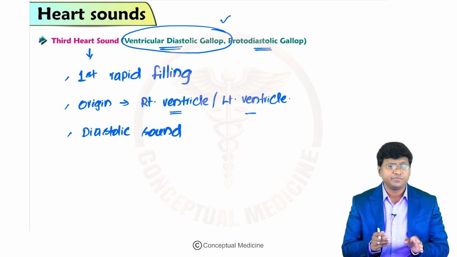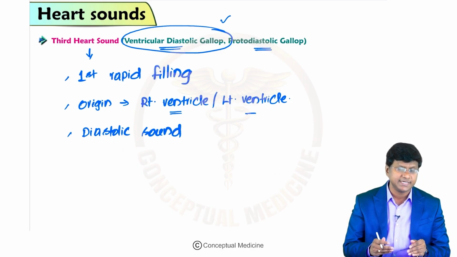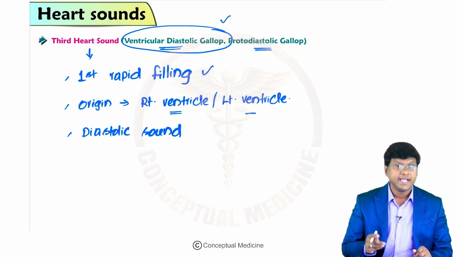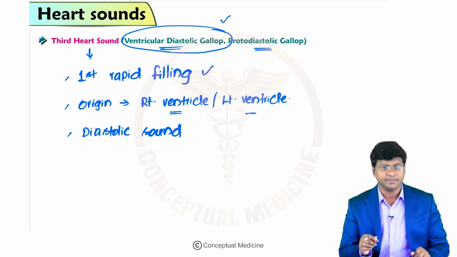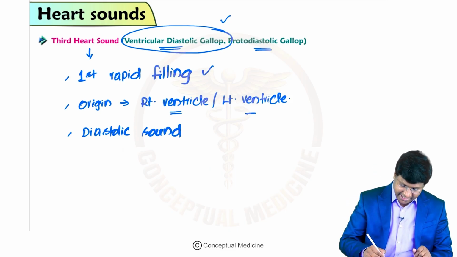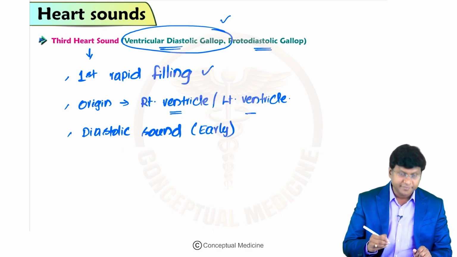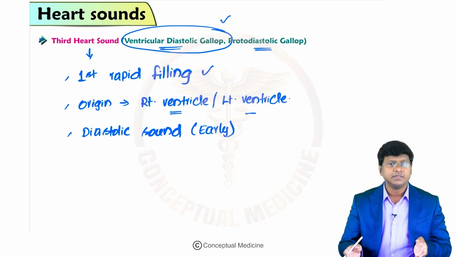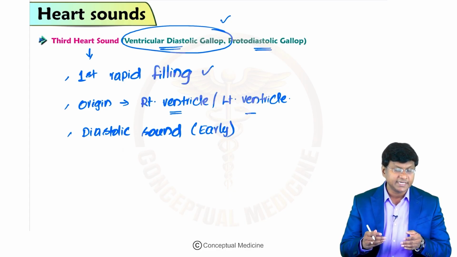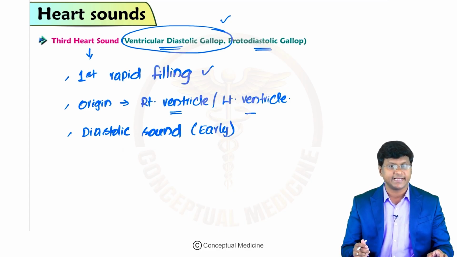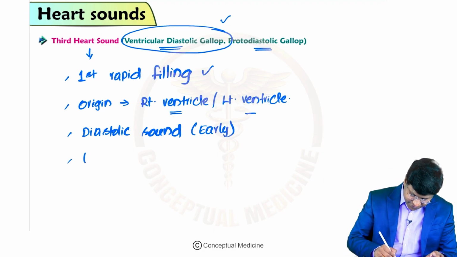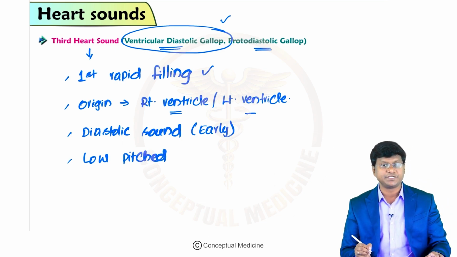Okay, and which phase of the cardiac cycle do you listen to it in? In the first rapid filling. And the first rapid filling is an early diastolic sound. Right, first rapid filling is nothing but your early diastole, so it occurs during early diastole. So it is an early diastolic sound. And I have told you that it is a low pitched sound.